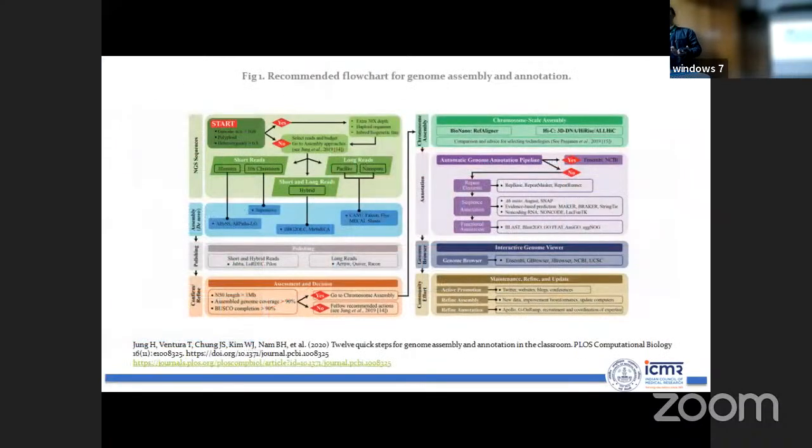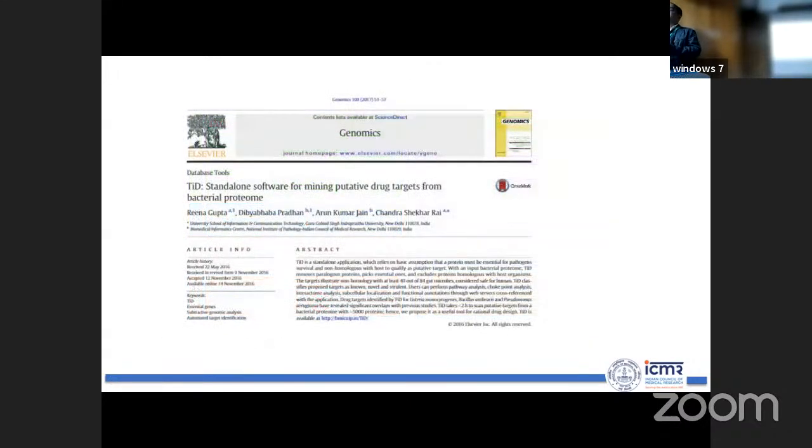And next is annotation. For annotation, these are the tools. You can go for gene finding using ab initio method, evidence-based method. And you can use BLAST, Blast2GO, GOffeat, AmiGO, eggNOG, Prokka, Augustus. So all these softwares you can use for annotation. This is the software PDID I was talking about, where you can give a genome as input to identify potential drug targets from whole genome sequences.